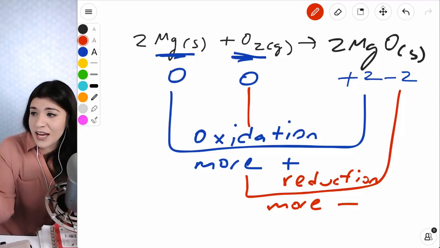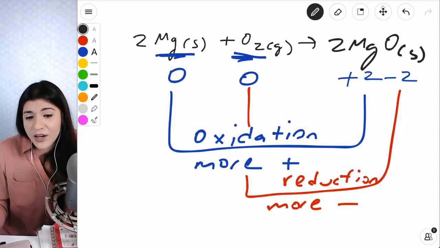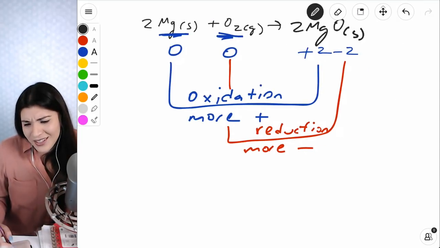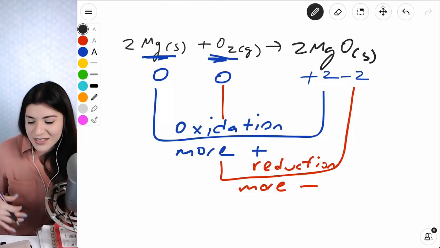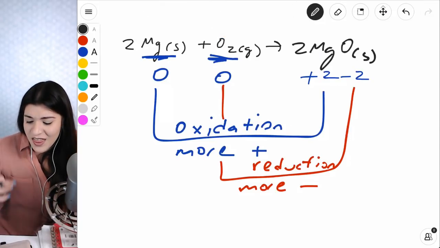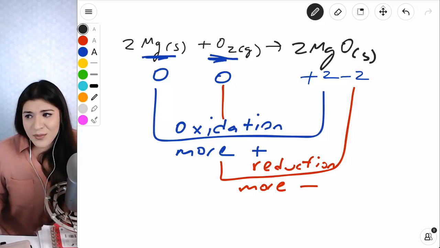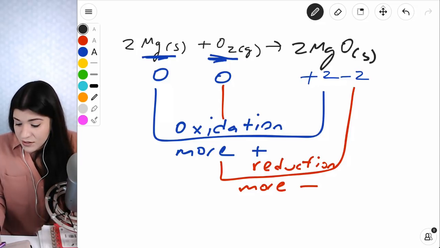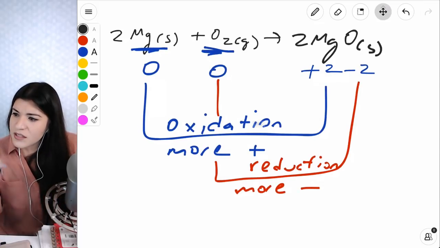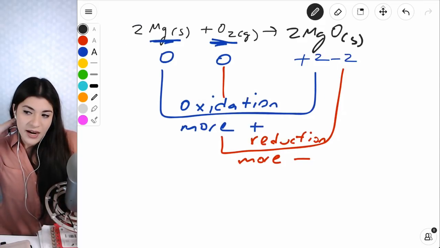I'm seeing other people say OIL RIG. Yep, OIL RIG's another one. LEO the lion goes GER. That's another one you might have heard, but I typically just prefer saying oxidation is the one that becomes more positive, and reduction becomes more negative with oxidation numbers, just to help my students. I personally like it that way, but whatever works.